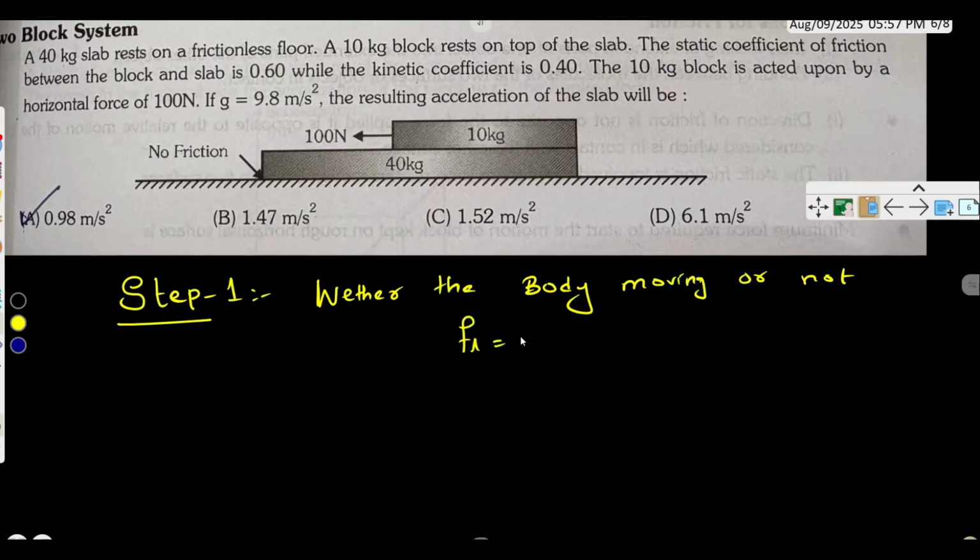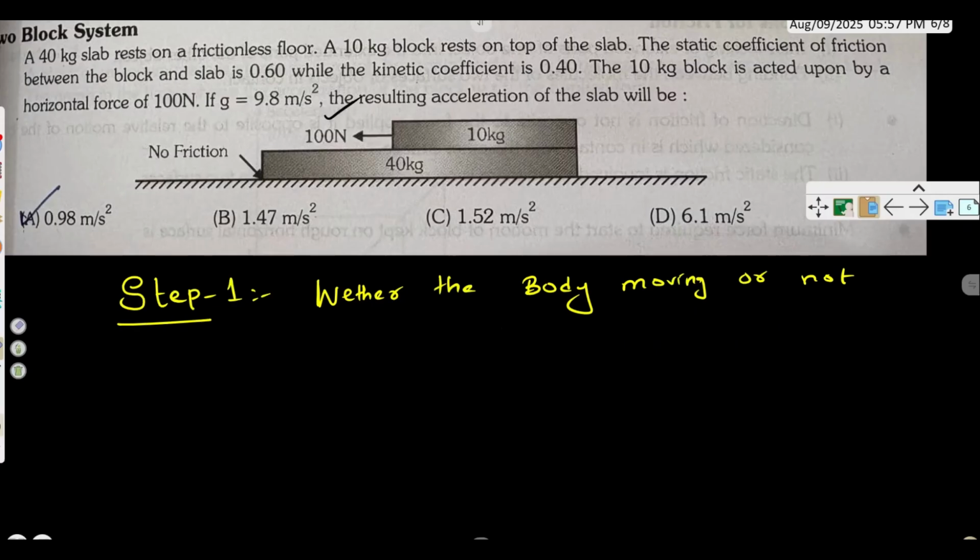Find the limiting friction and check if the limiting friction is greater than the applied force, that means the body will not move, there is no acceleration. If the limiting friction is less than the applied force, that means the body is moving, and then you can find out kinetic friction. In this case, limiting friction is 0.6 into normal, which is 100, which equals 60 Newton. But our applied force is 100 Newton, so the body is moving. So we should use kinetic friction. The acceleration will be present. Then we have to go to step 2.